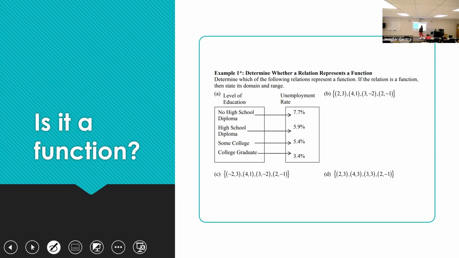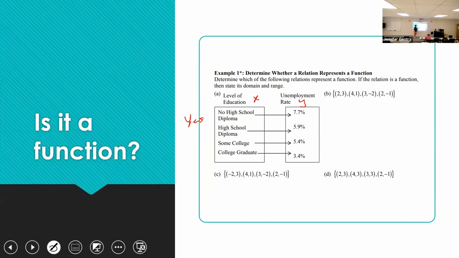Okay. Determine which of the following relations represents a function. If the relation is a function, state the domain and range. So here, the first one is the boxes. If I say my level of education is my x and my unemployment rate is my y, is that a function? Yes. Why? Because they each have 1. If I were to take this high school diploma and point it up here also to 7.7, would that be a function now? No. I just killed my function, right?